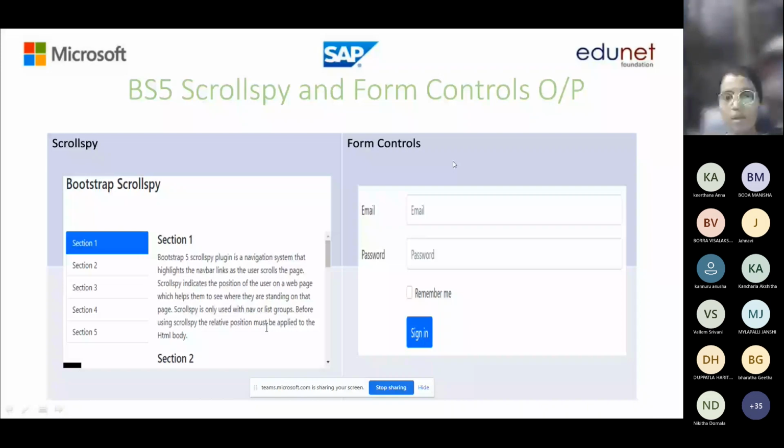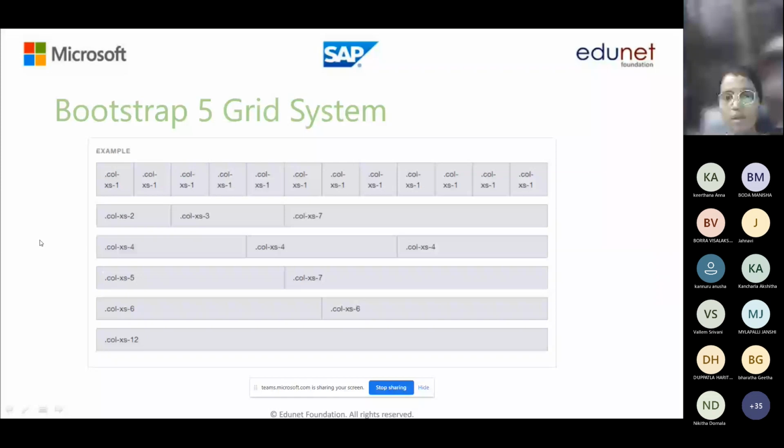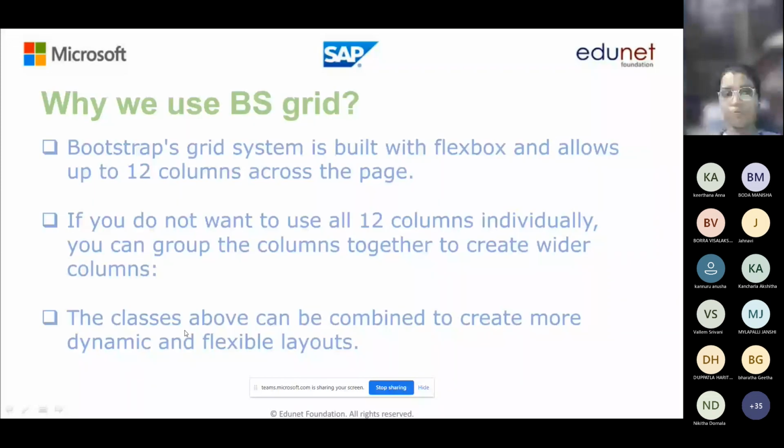And this is the Bootstrap 5 grid system. I already told you, right? The columns will be split like this, or you can go with 2, 3, 7, totalling 10 and 12. It is a 12 grid, so 12 columns will be there. You can split it as 4, 4, 4 or 5, 7 or 6, 6 and column 12. This is how you have to split. And why do we use the Bootstrap grid? It will be 12 columns across the page.